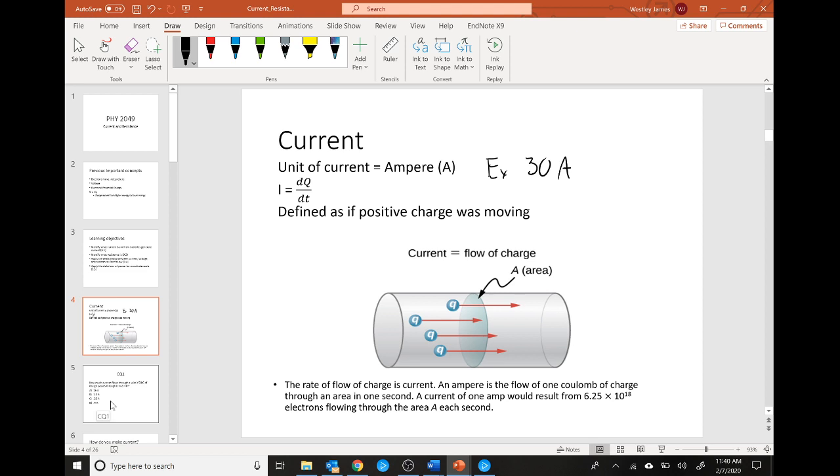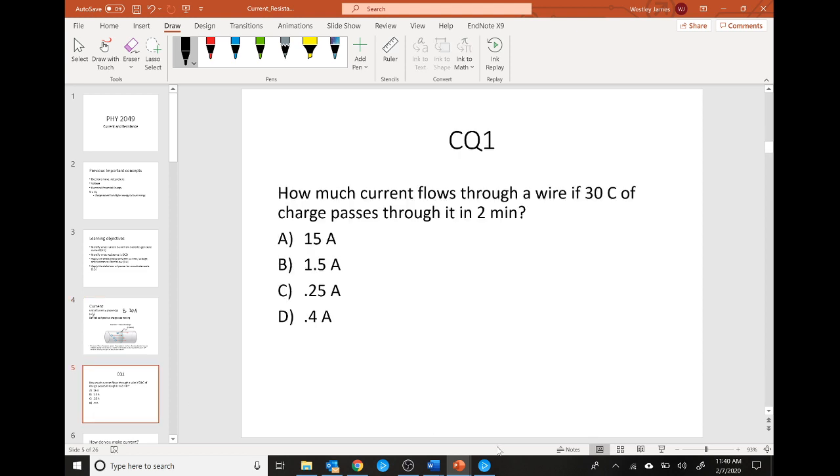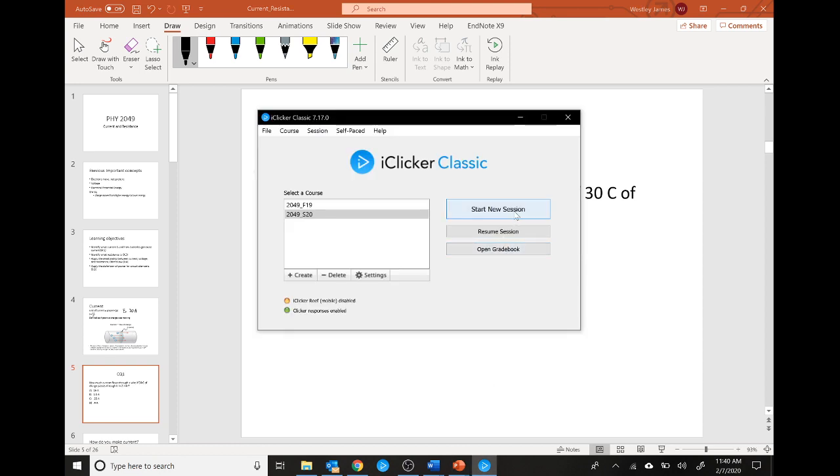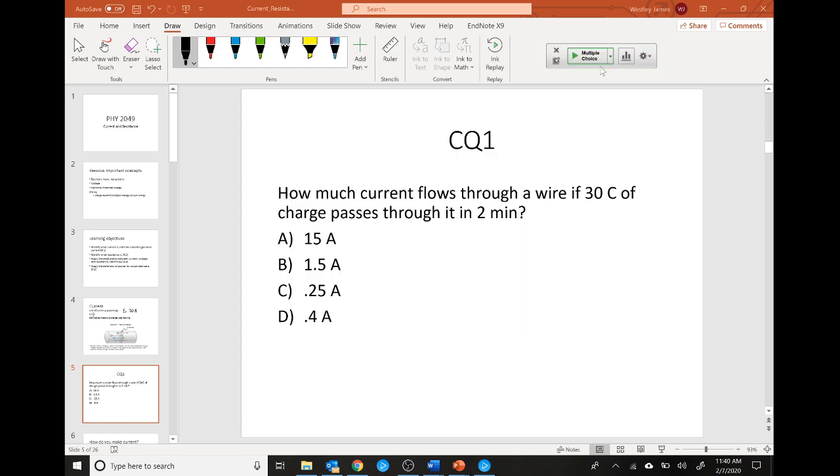So now you get to test that idea: if it's the amount of charge that moves through something over some time, see if you all can translate that to math. Get your clickers out. You got a few seconds because I don't even have it opened yet. All right. How much current flows through a wire if 30 coulombs of charge passes through it in 2 minutes?